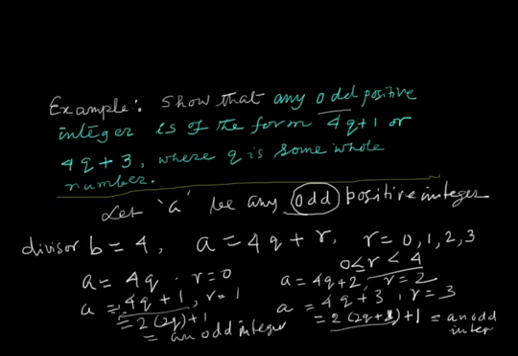So thus we got a is equal to 4q plus 1, an odd integer, and another one, 4q plus 3, which is an odd integer. Our question was to prove that 4q plus 1 and 4q plus 3 are odd integers, and that is proved.